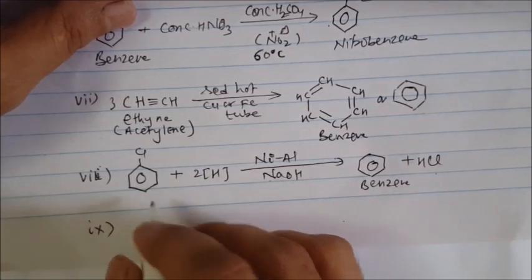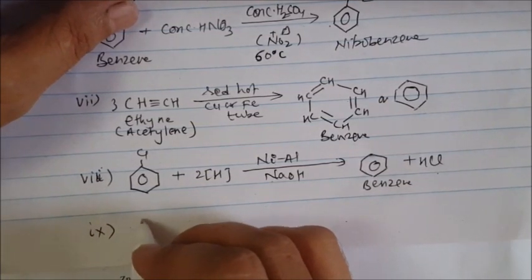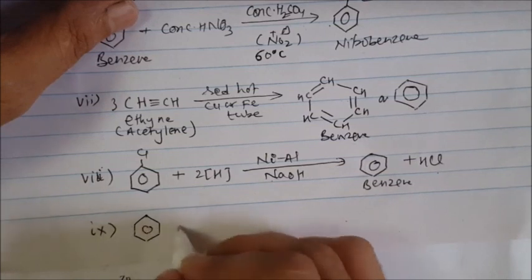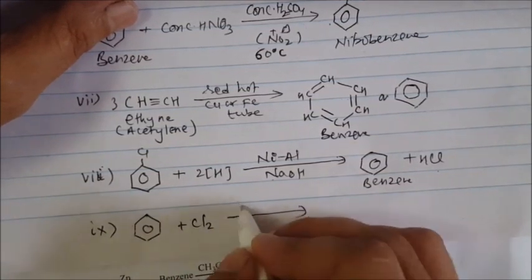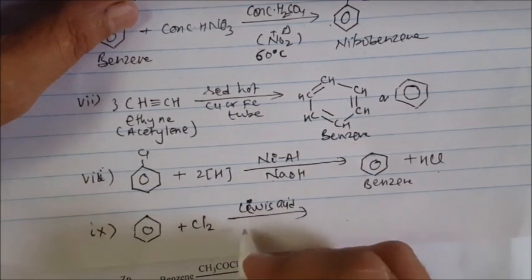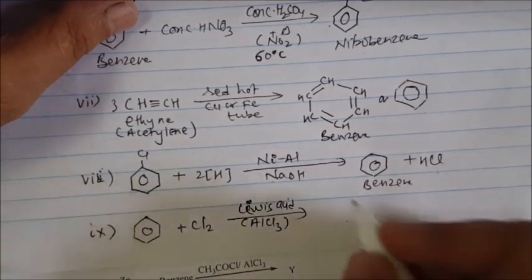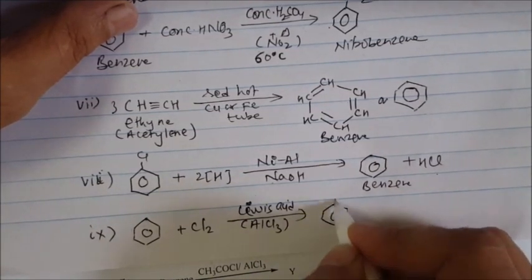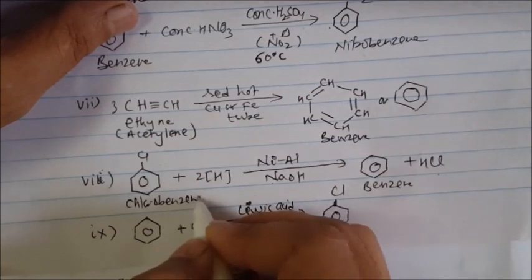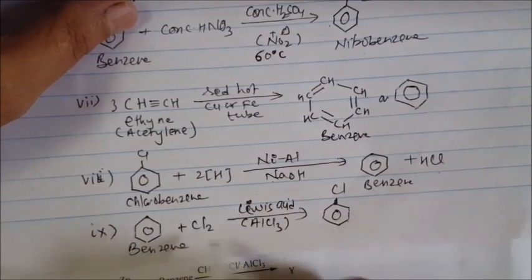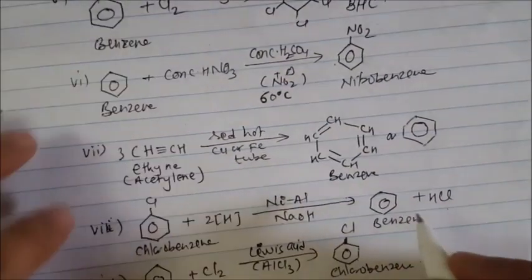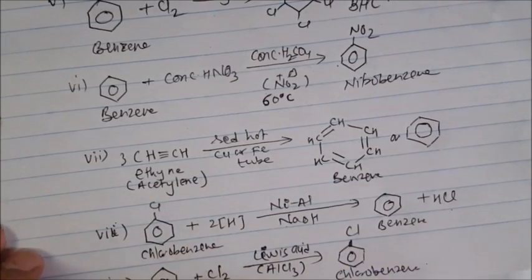So the next question is about benzene heated with chlorine in the presence of a Lewis acid. So let's say AlCl3, then chlorobenzene is produced. Here is the chlorobenzene, this is benzene, this is chlorobenzene, and a monosubstituted product is formed after this reaction.